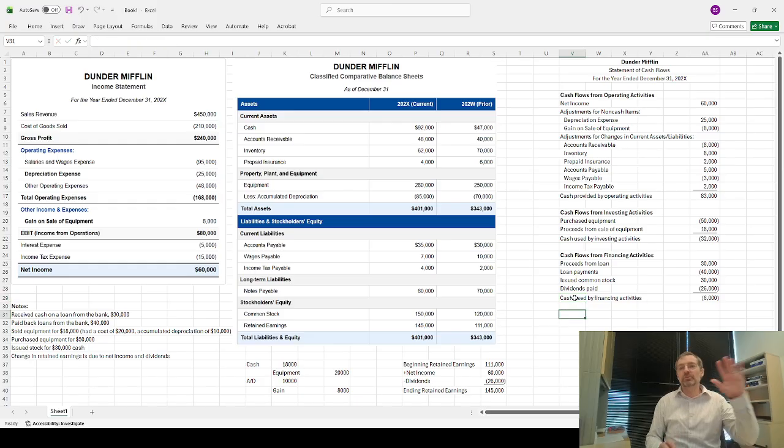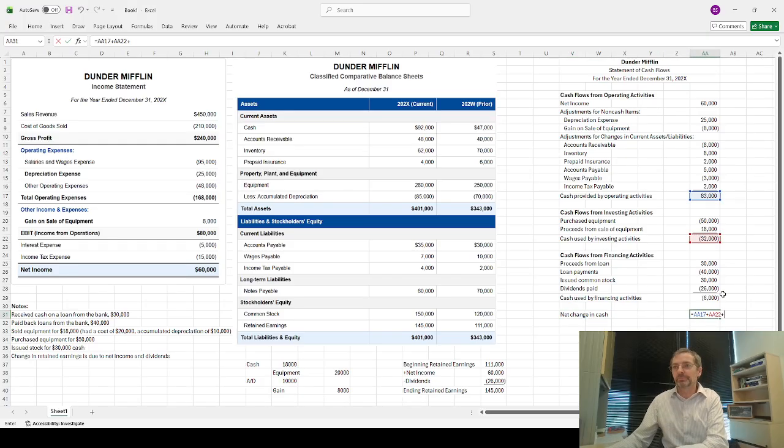All right, so we have our three sections done now. Let's just finish off the statement of cash flows. The first thing that we do is we add all of those subtotals together. The title of this line might be net change in cash, or cash increased or decreased during the year. I'll say net change in cash, and we're just going to add those three subtotals together. So our net change was $45,000. It went up.